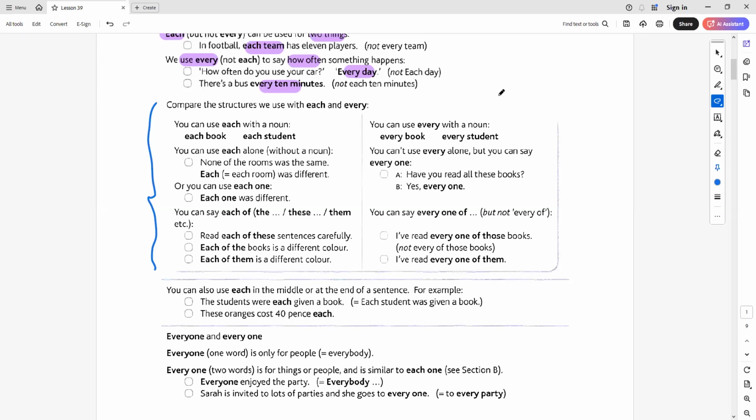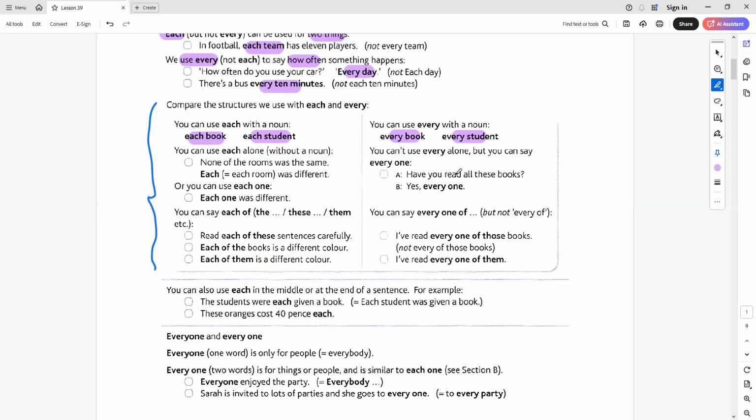So we come back to this, in terms of the structure that we use together with each and every. We can use each with a noun: each book, each student, like that. You can use every with a noun as well: every book, every student. You got it.